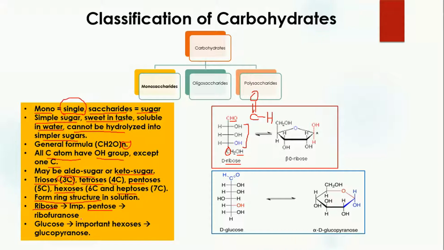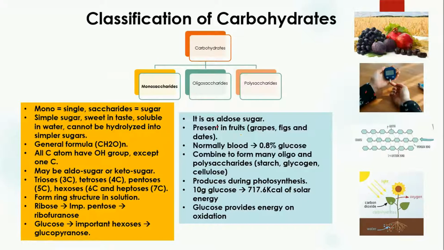The other example of monosaccharide is glucose. Glucose is an important hexose, which means it consists of 6 carbons. Here you can see 1 carbon, 2, 3, 4, 5 and 6, and it forms a ring having 6 corners. The other name for glucose is glucopyranose. Glucose is actually an aldose sugar, which means it consists of an aldehyde group.